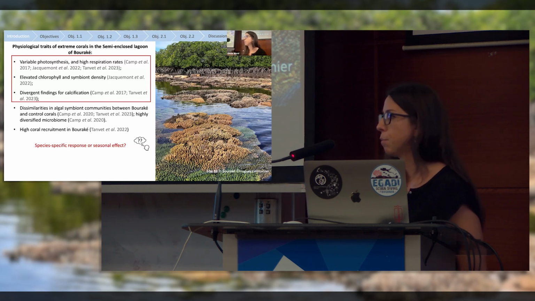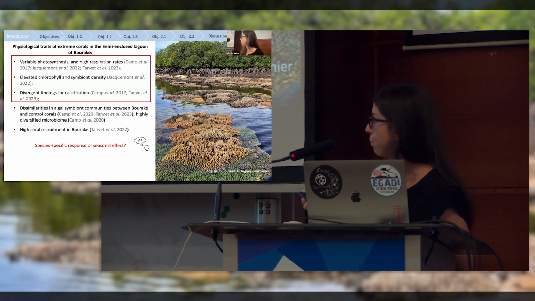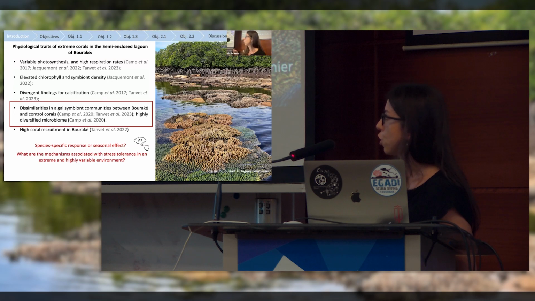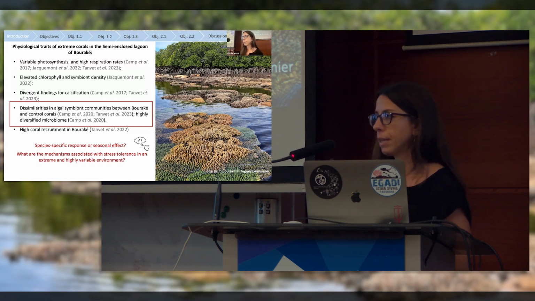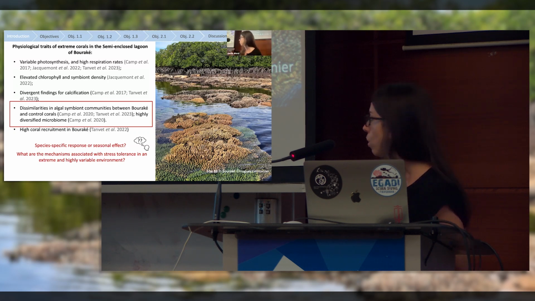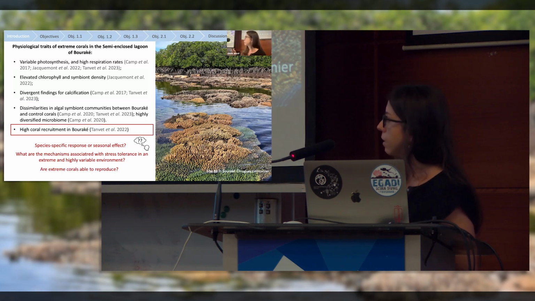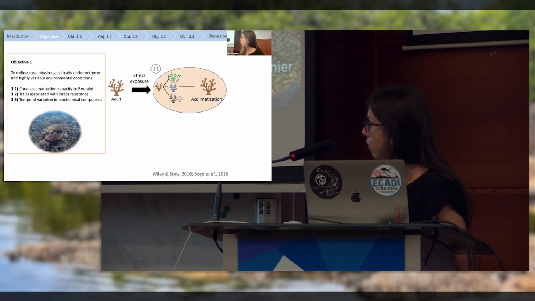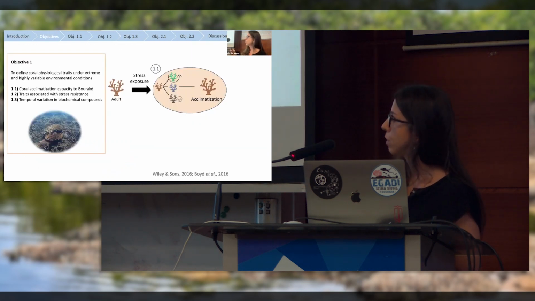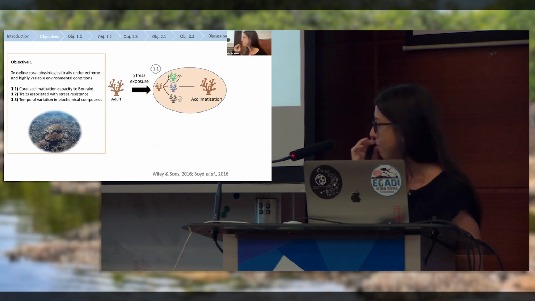Indeed, most of the studies that have been done were in the same period, between December and March. Another question that's still open is that it's not clear what the traits are, or if there are any specific traits, that can confer resistance to those corals. And despite studies that report high coral recruitment, it's not clear if extreme corals are actually able to reproduce or undergo gametogenesis. Therefore, I developed the objectives of this thesis.